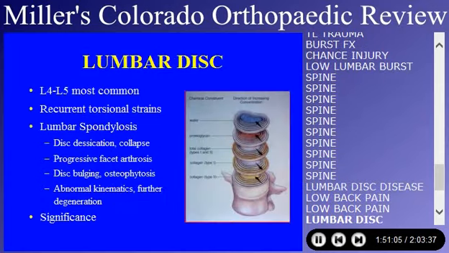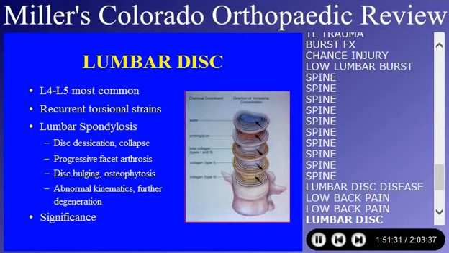Lumbar disc disease is most common at the L4, L5 level. It is believed to occur, and again, it's part of the normal aging phenomenon, but it's believed to occur as a result of recurrent torsional strains that lead to tearing of the outer fibers of the annulus. Those tears coalesce and will lead to bigger tears, which under some circumstances can lead to an actual herniation.